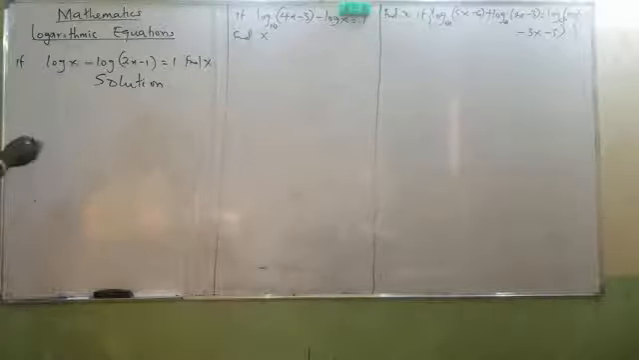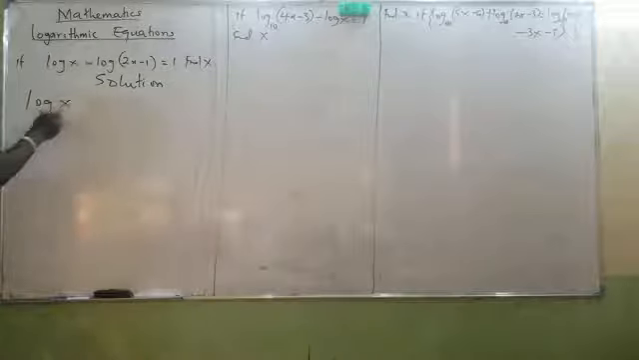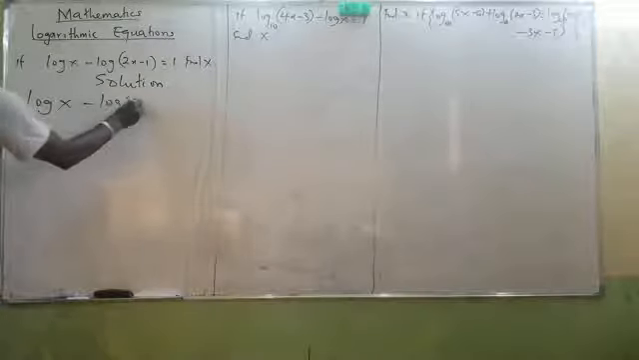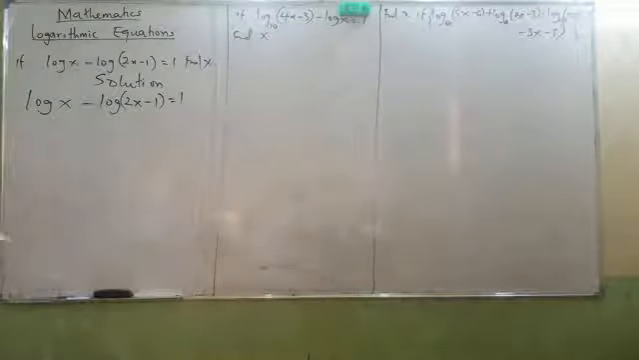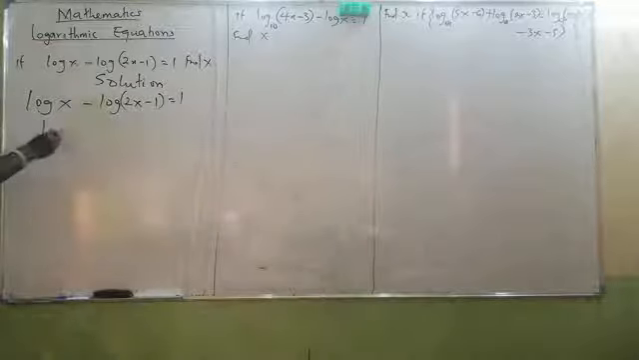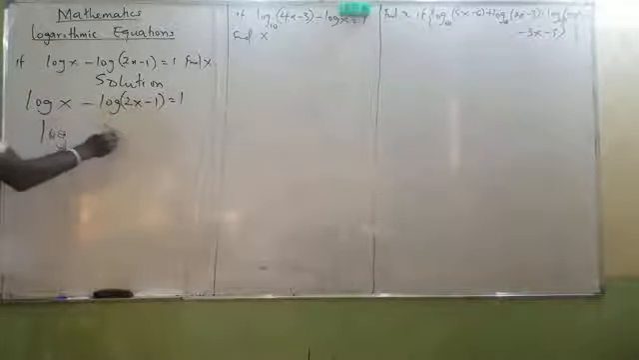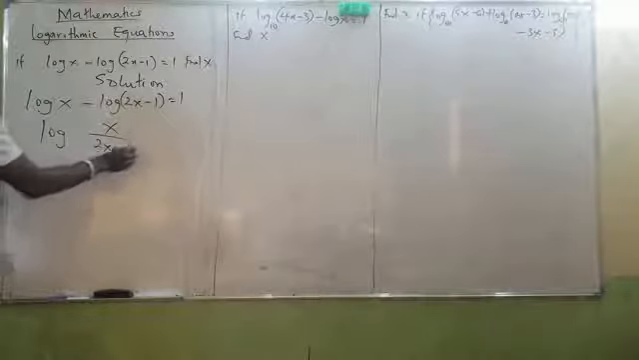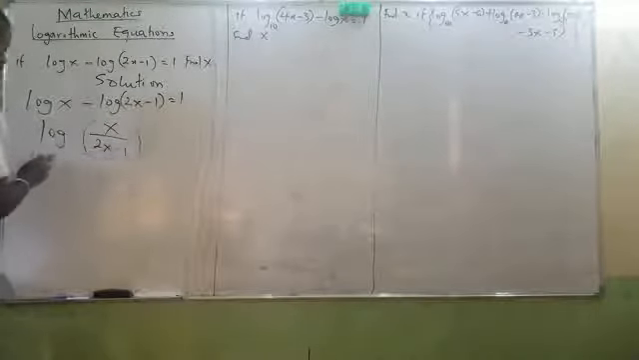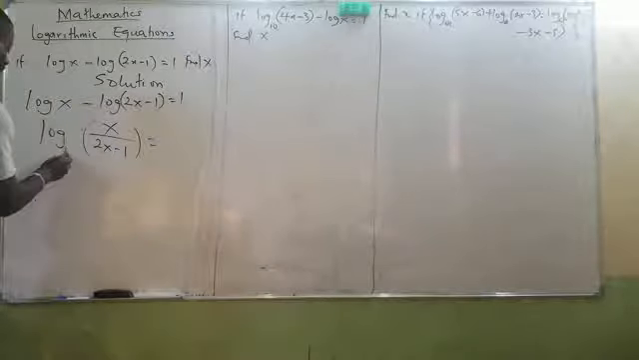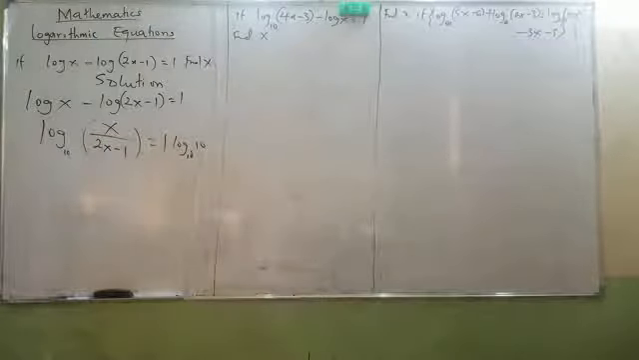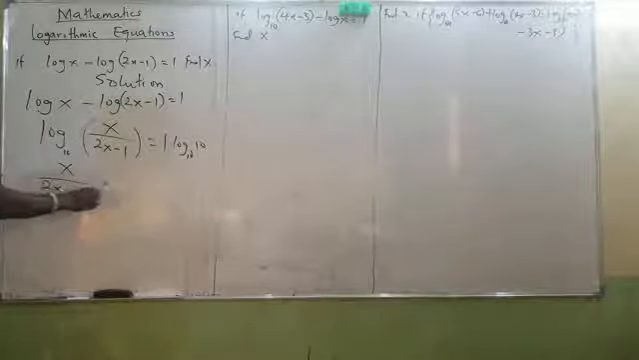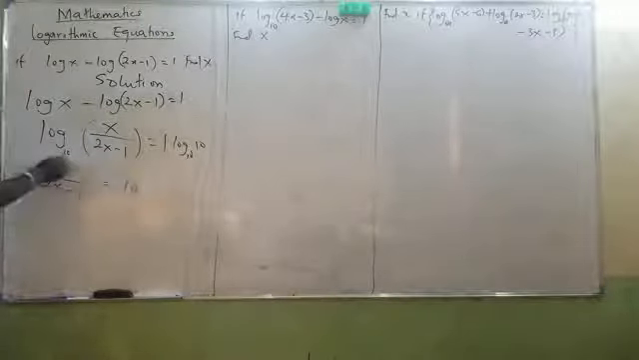Now I can say that log x minus log (2x minus 1) equals 1. I can solve this by having log x over (2x minus 1) equal to what? Now look at this, it is in base 10. I can say log base 10 of 10. Can you see? Now I can say that x divided by 2x minus 1 equals 10 raised to power 1, since the bases are equal.